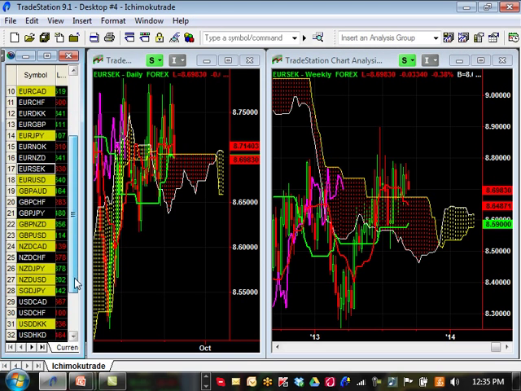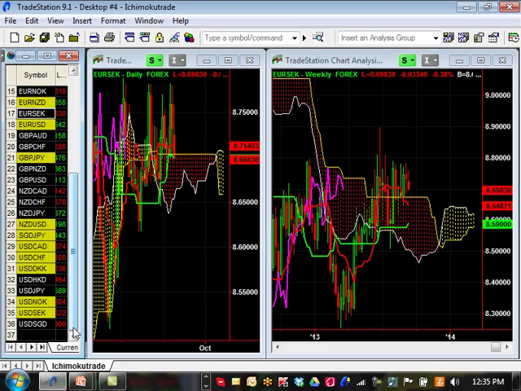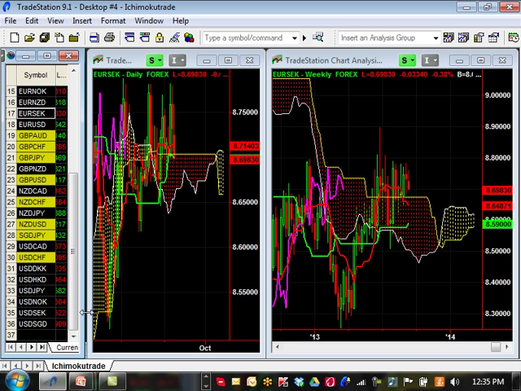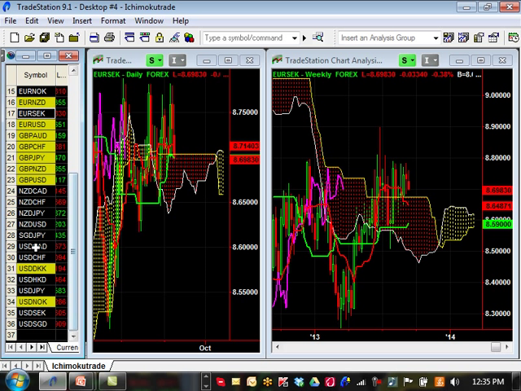Euro SEK, really not doing anything at all. It held the resistance at 80.00. It's got support basically at 64.87.